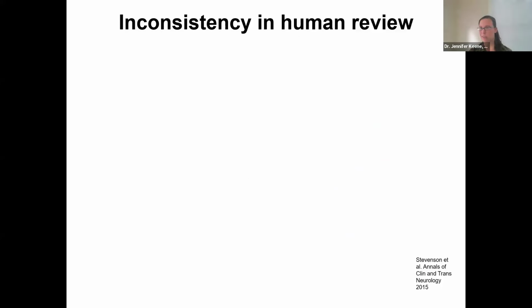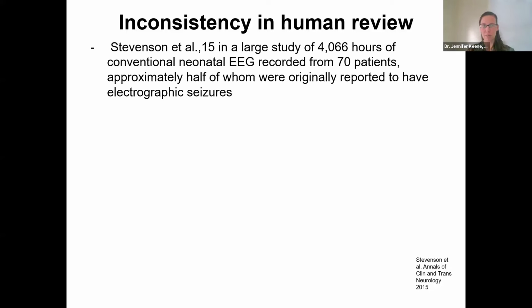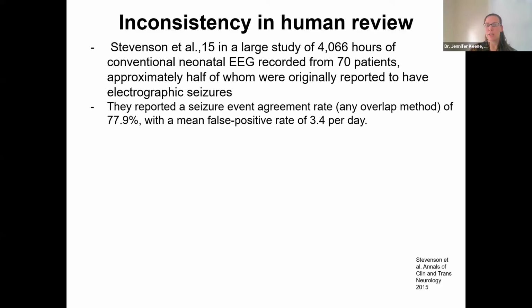And it wasn't just that trial. It's not that they happened to pick less than ideal readers or something silly like that. We see this in many studies. A good example is from Stevenson et al., that looked at 4,000 hours of conventional neonatal EEG from 70 patients. And they looked at the agreement rate by an any-overlap method between two expert neonatal EEG readers. And the answer was that they agreed approximately 78% of the time, with a mean false positive rate of 3.4 per day.